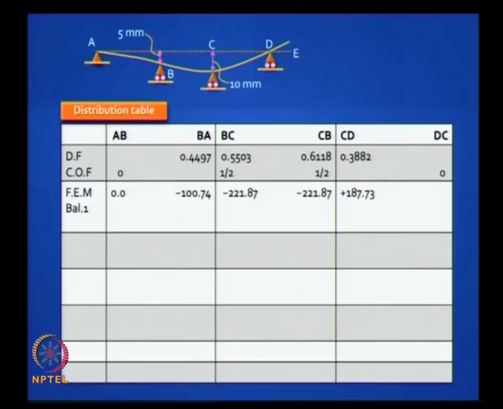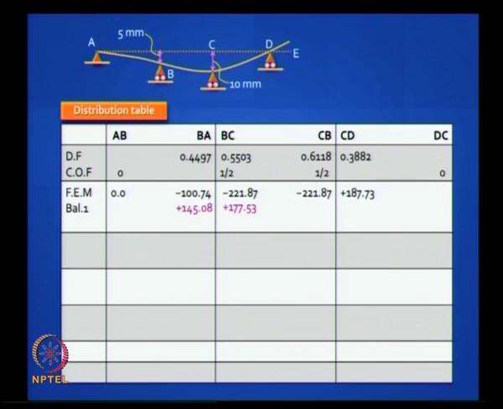The one that we recommend is you first do it at this joint. If you have your calculators, you can work it out, it is pretty straightforward. You add up that total and distribute 0.4497 to the left end and to the right end. So at this stage, if you add up all the moments at that joint, it should turn out to be 0, right.